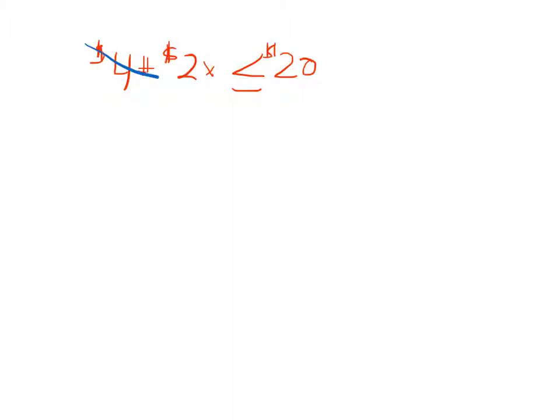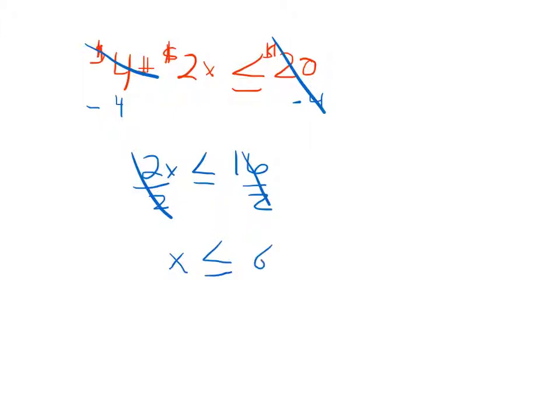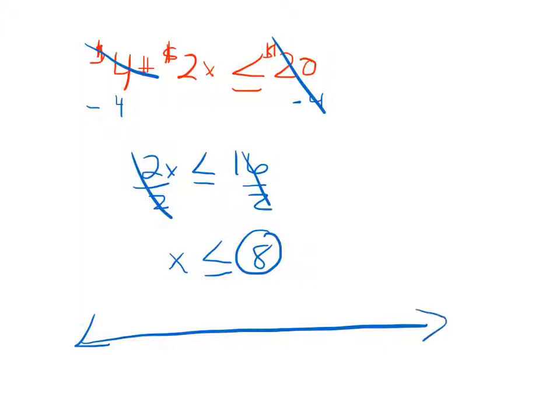Now, if I were to graph this, I would do that by solving here. So I would subtract 4 from each side. So I'd have 2x has got to be less than or equal to 16. Now I divide both sides by 2. And I get x is less than or equal to 8. So the number of reams I can purchase would be 8. Now he can't buy 7.5, and he can't buy 6.5, or 5.5. He's got to buy a whole ream.